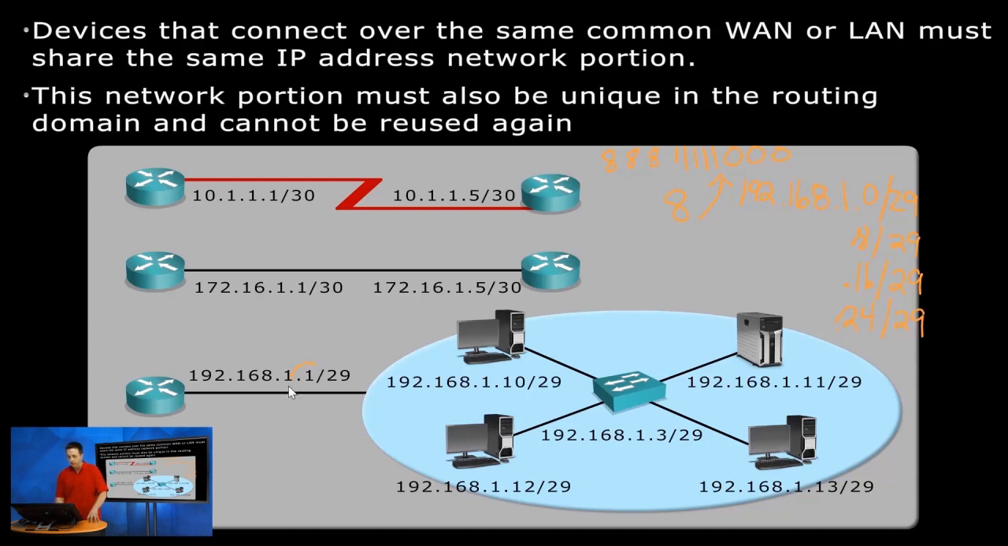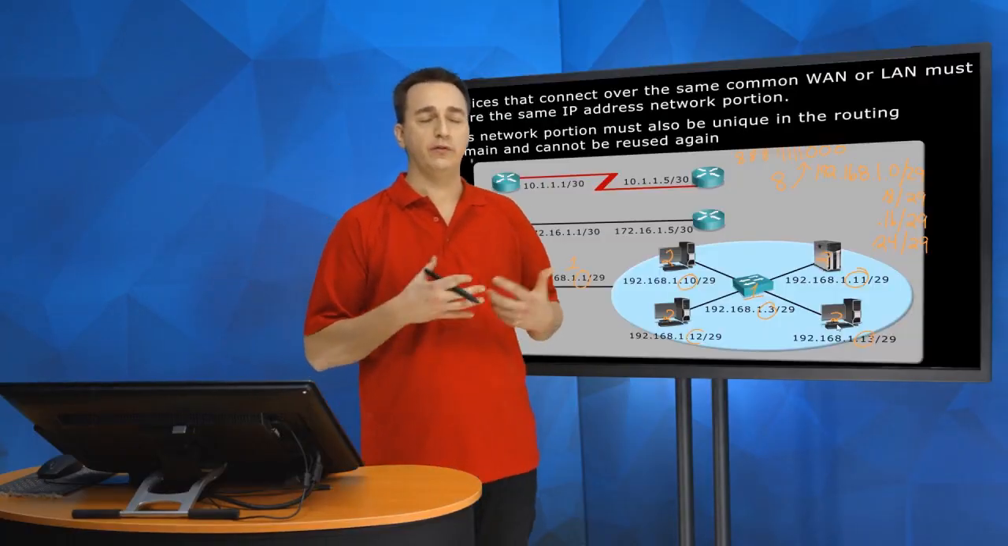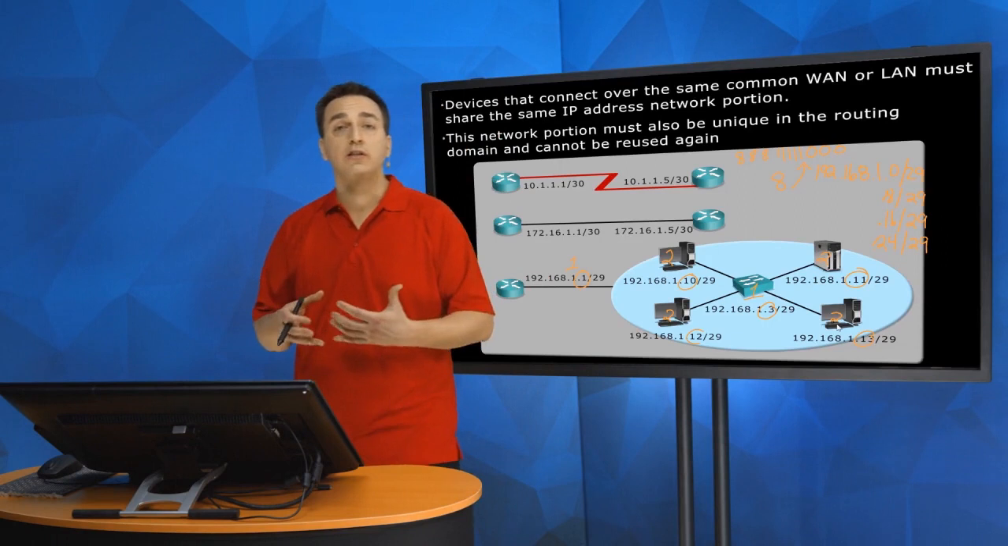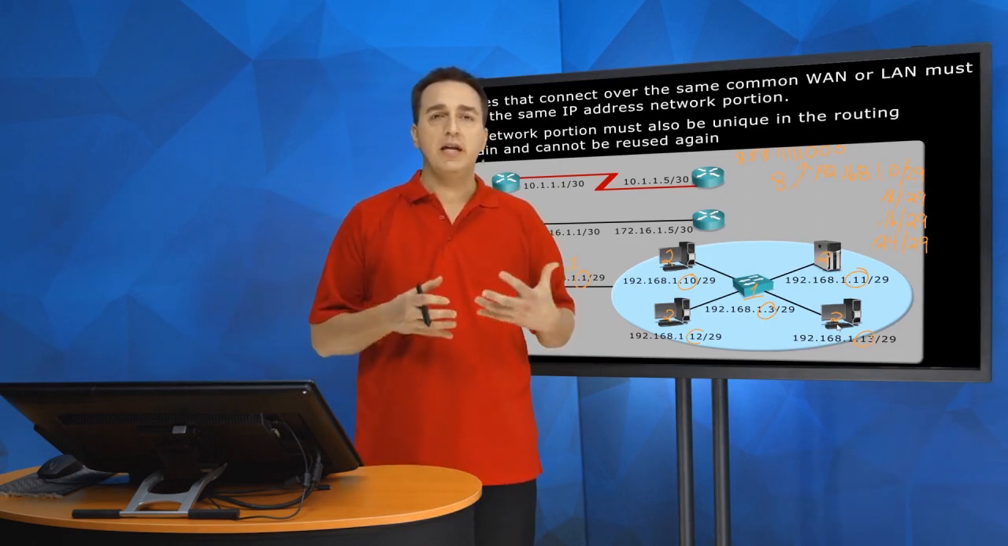So we have .1. .1 is in the first subnet. .10 is in the second subnet. .3, that's in the first subnet. .11, oh wow, that's in the second subnet. .12, second subnet as well. .13, second subnet as well. So right now the router and the switch are addressed for the first subnet, and all the PCs are addressed for the second subnet. So is communication going to occur?